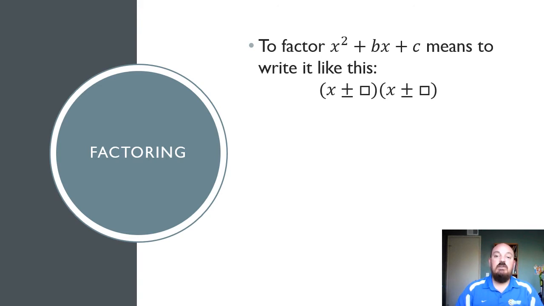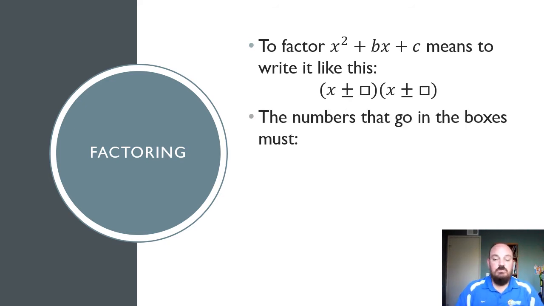If I ask you to factor x squared plus bx plus c, where b and c are any numbers, so it might say x squared plus 2x minus 3, or something like that, any number positive or negative, it means to write it like that. You have two, what we call factors, which is a binomial in parentheses. The first one is going to say x, and that plus or minus means it could be a plus or minus. So it might say like x plus 5 for the first one, and x minus 7 for the second one, or something like that. That's what it means to factor.